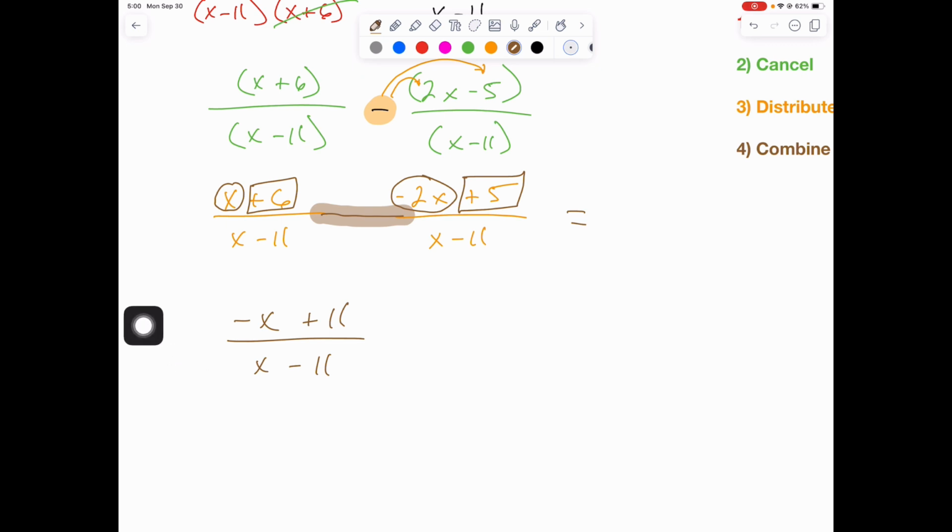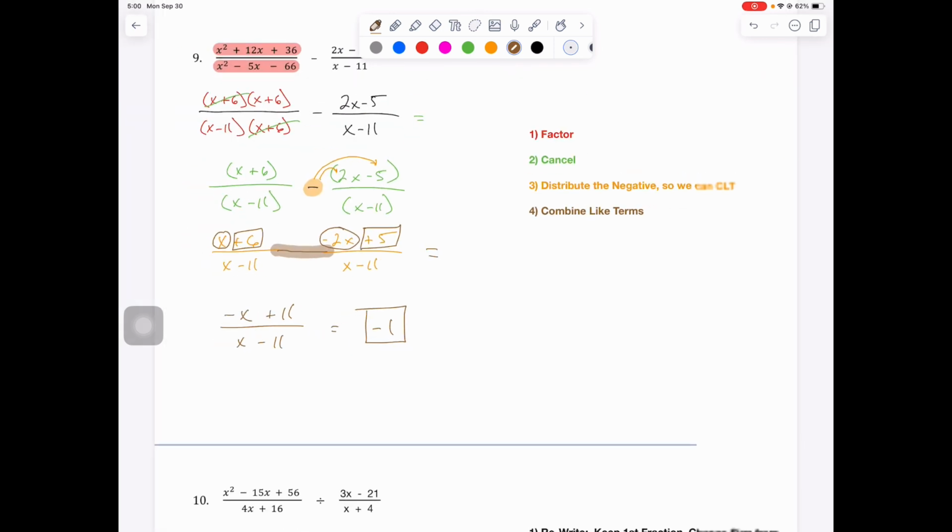Oh, and what do we have here? Well, guess what? Is negative x and x an opposite? They are, and when we divide a negative by a positive, and then a positive by a negative, well, they'll both be negative. We can simply write our answer as negative 1. Go ahead and box your answer.